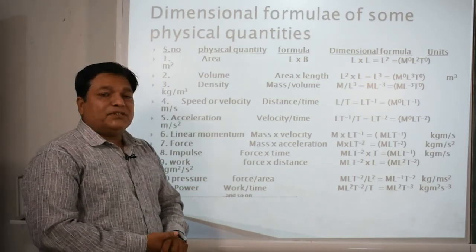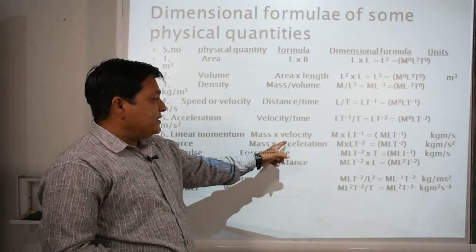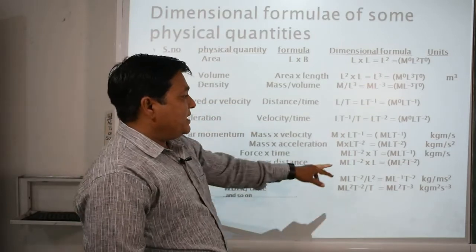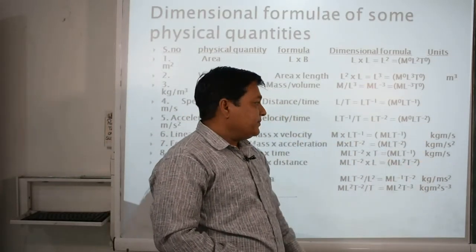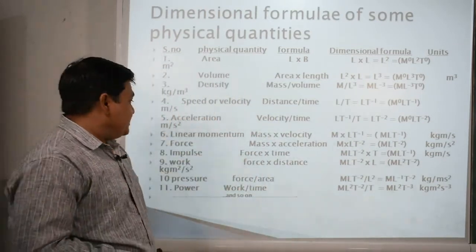Linear momentum: the general formula for linear momentum is mass into velocity. So M into L T to the power minus 1, and this will be the dimensional formula. Its unit will be kg meter per second. In this way we can form the dimensional formula of different physical quantities.